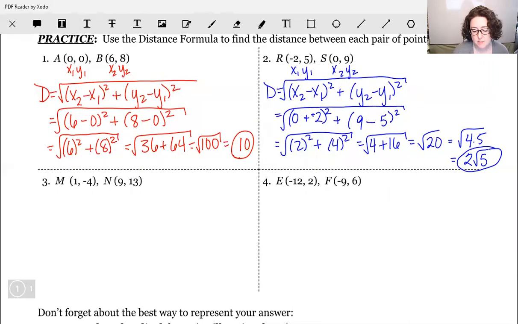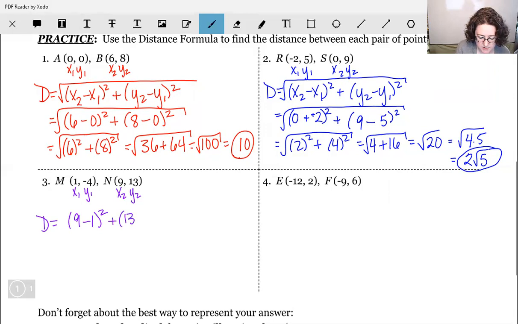Okay, distance between M and N. So at this point, I've practiced writing out my formula, so I'm just going to go ahead and label and plug them in. So x1, y1, x2, y2. So my distance is equal to x2 minus x1 squared plus y2 minus y1 squared. And we take the square root. So we go through and simplify. 9 minus 1 gives me an 8.